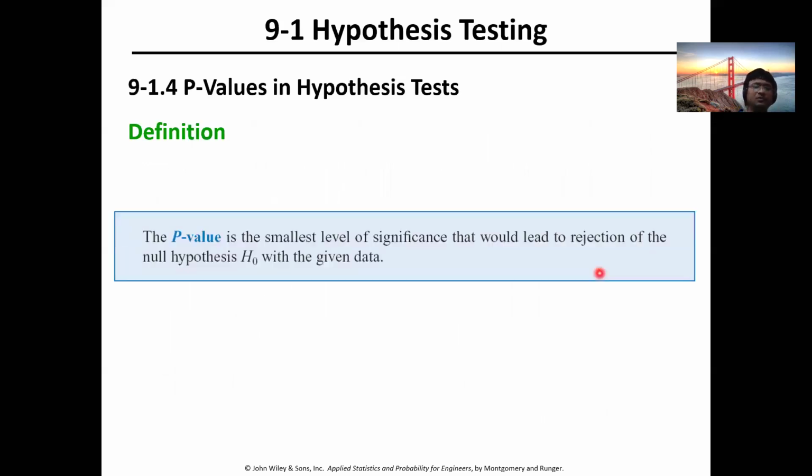Now we are discussing the p-values. P-value is the smallest level of significance that would lead to rejection of the null hypothesis H0 with the given data. So this is the definition of p-values.